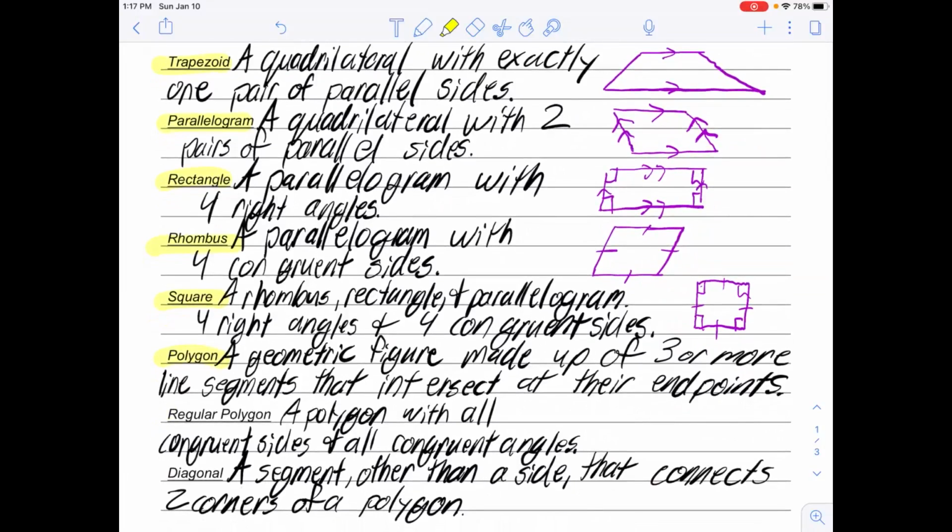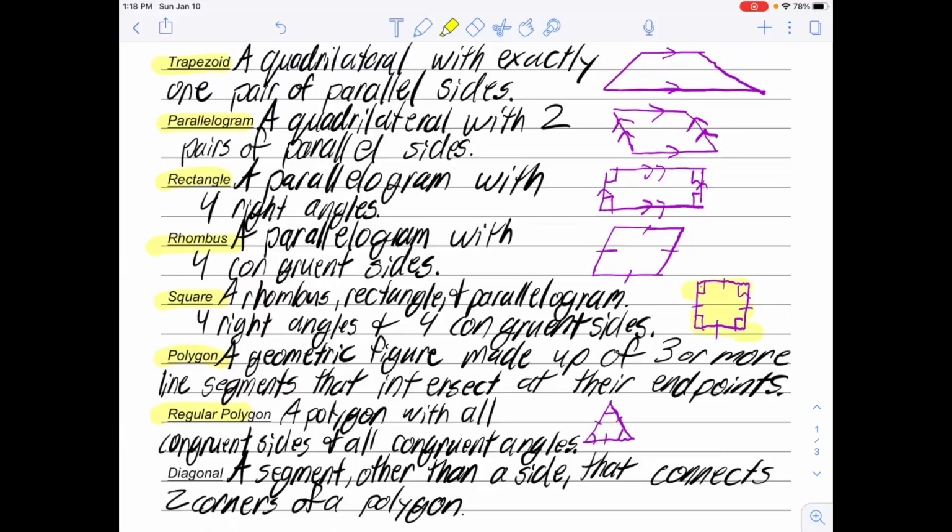A regular polygon is a polygon with all congruent sides and all congruent angles. So I'll show you what that means. If I had a regular triangle, that is a triangle where all three sides are the same length and all three angles are the same measure. A square is an example of a regular quadrilateral.